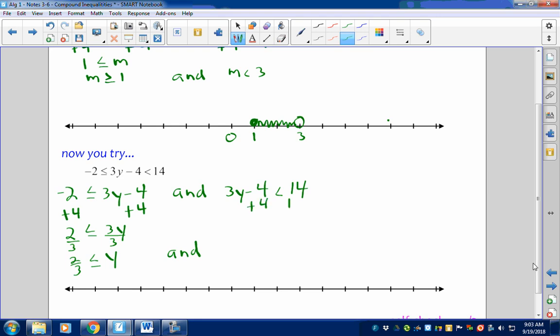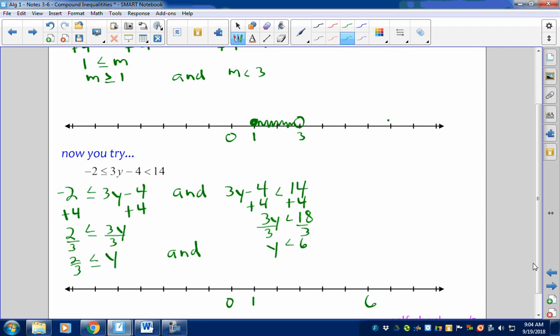Here add 4. 3y is less than 18. Divide by 3, divide by 3. Y is less than 6. So I'm going to be between 2/3 and 6. So if I place my 0 here, here's 1, 2, 3, 4, 5, here's 6.